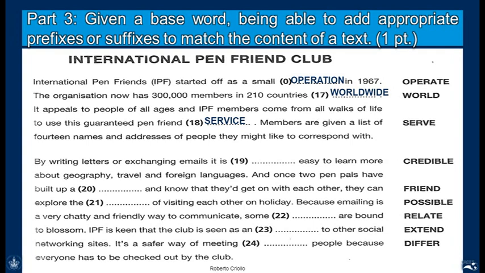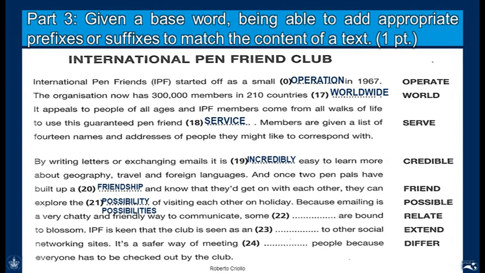If it's easy, easy is an adjective, and it can be modified by an adverb, so we need an adverbial then again, and we can say incredibly easy. It is incredibly easy to learn more about geography, travel, and foreign languages. And once two pen pals have built up, we have friend, and obviously in this case we need a noun such as friendship. Have built up a friendship and know that they get on with each other, they can explore the possibility or possibilities of visiting each other on holiday, because emailing is a very chatty and friendly way to communicate.